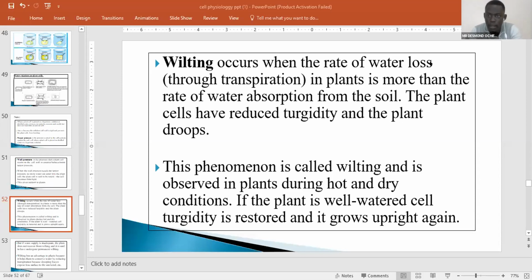When you grow young plants which do not have well-developed extensive roots that can absorb water from different locations, it is important to keep on watering them so that they absorb more water, even as active transpiration takes place within them. So we are saying that if the plant is well watered, cell turgidity is restored and it grows upright again. Okay.